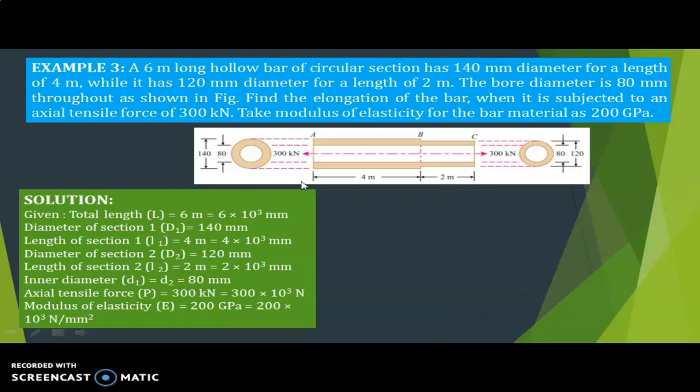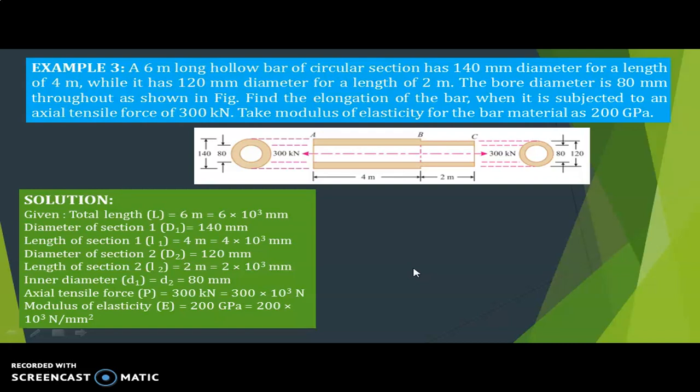The diameter of section 1, that is the outer diameter D1, is 140, and the length of section 1 is 4 meter. The diameter D2 is 120, and the length of section 2 is 2 meter, so 2 into 10 raised to 3 mm. The inner diameter, for both lengths, is the same, that is 80 mm. Then P is 300 into 10 raised to 3 Newton, and modulus of elasticity is 200 gigapascal.